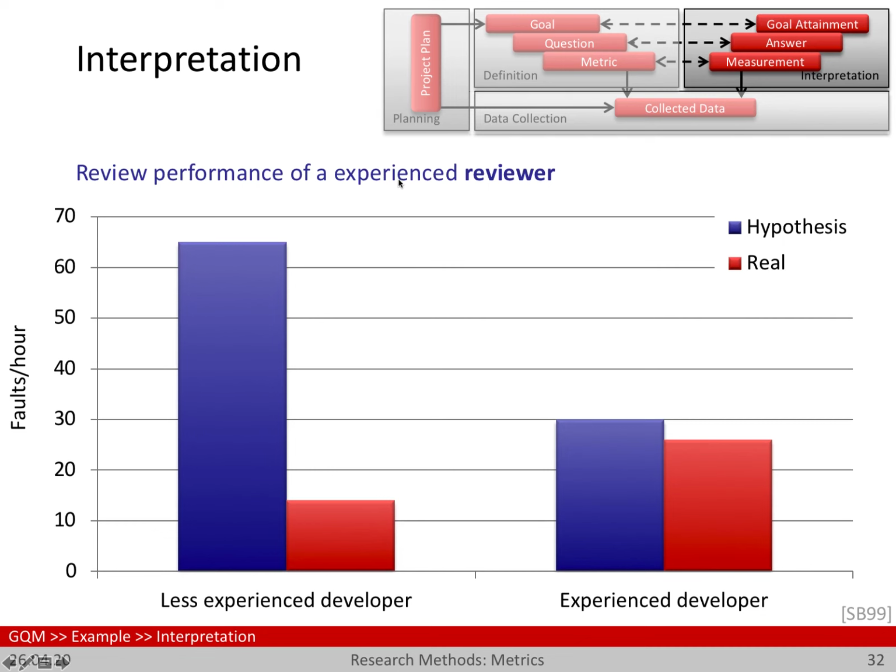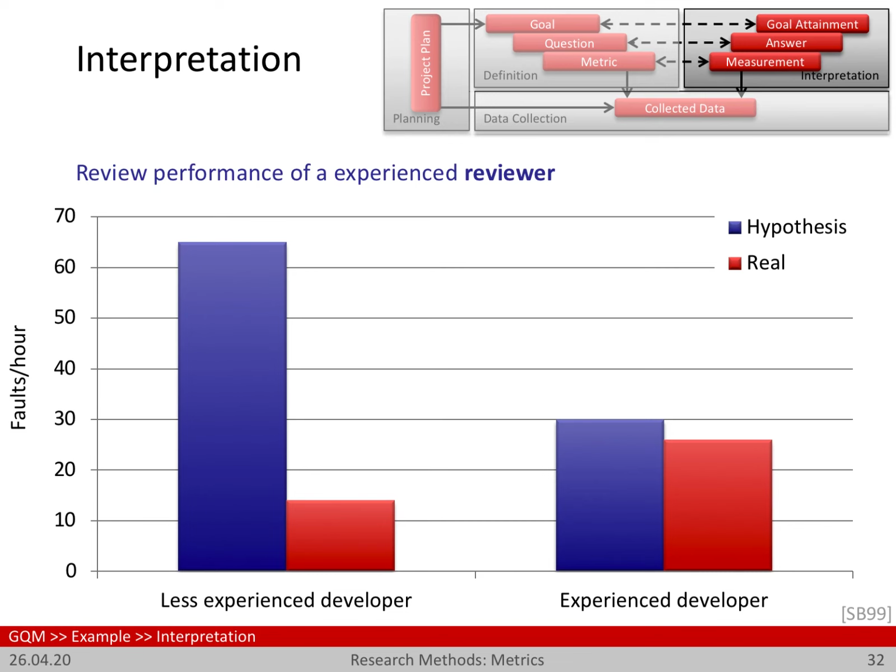Similarly, for the review performance of an experienced reviewer, again, the expectation was that a less experienced developer makes so many mistakes that they are easy to spot, and then we will find many faults per hour. But in practice only few were found, and more were found for an experienced developer. These deviations are certainly something to look into, and that's one of the reasons why you gather a baseline: you want to notice if something unexpected is happening.